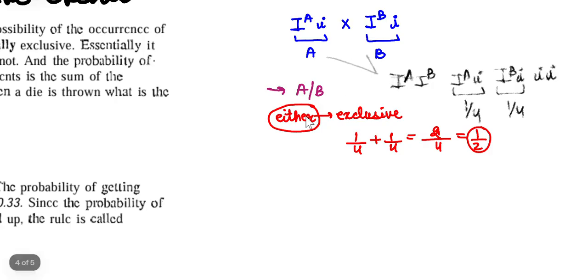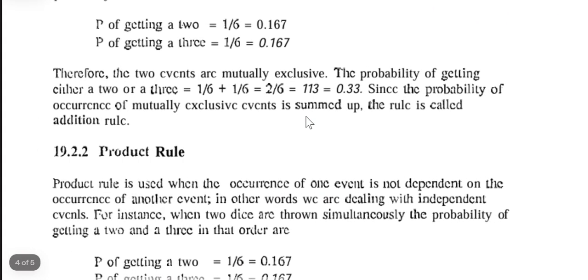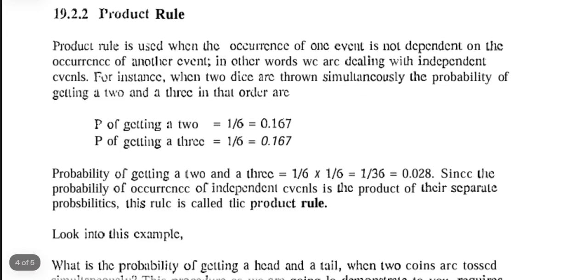Now if I talk about the multiplication rule, what is the meaning of multiplication rule or the product rule? So here it is. Product rule is used when the occurrence of one event is not dependent on the occurrence of another event. In other words, we are dealing with the independent events. For instance, when two dice are thrown simultaneously, the probability of getting a 2 and 3 in that order.